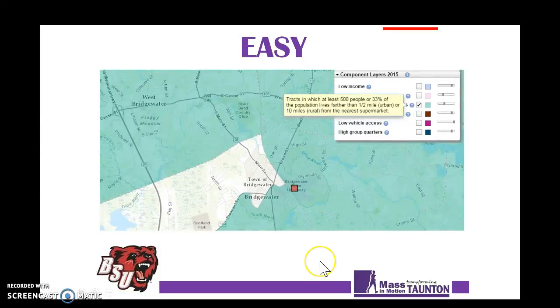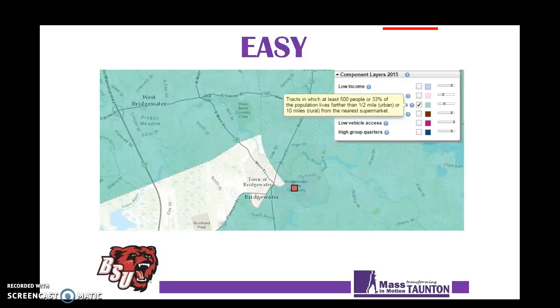One other thing is to think about how environmental justice impacts what we eat. This is a map of Bridgewater, and it introduces the idea of how easy or hard it is to get access to healthy food. So the idea of a food desert is discussed here: tracts in which at least 500 people, or 33% of the population, live further than half a mile or 10 miles from the nearest supermarket.